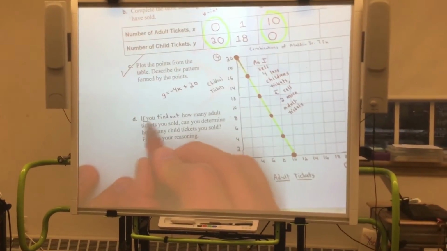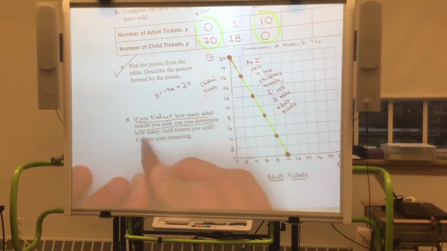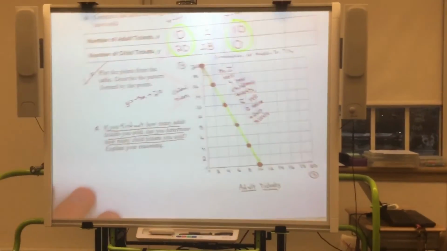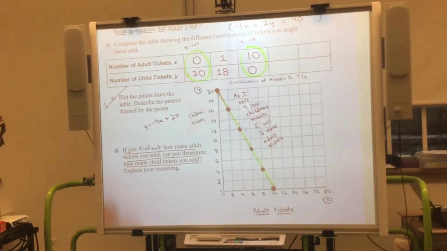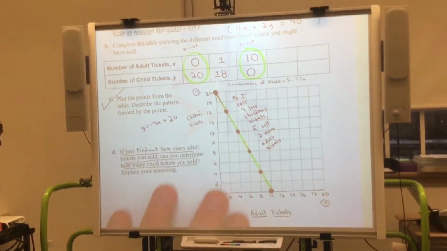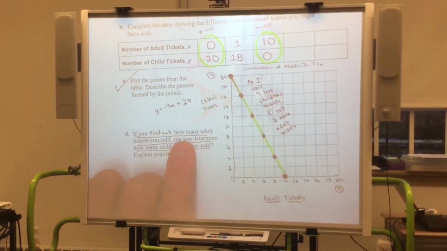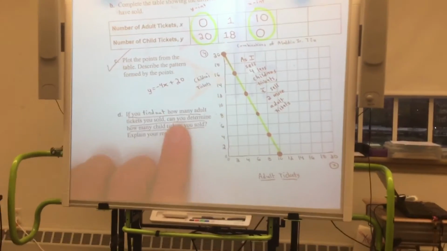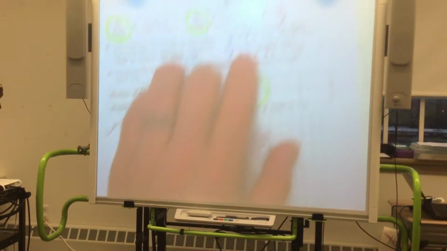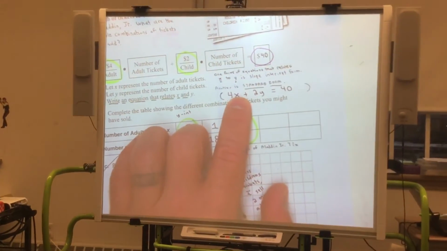This question asks me, if you find out how many adult tickets you sold, can you determine how many children's tickets you sold? Yes. That's the idea with standard form. You can still plug in and solve. So if I wanted to see if I sold 4 adult tickets, I go up here and I use this. 4 times 4 is 16.